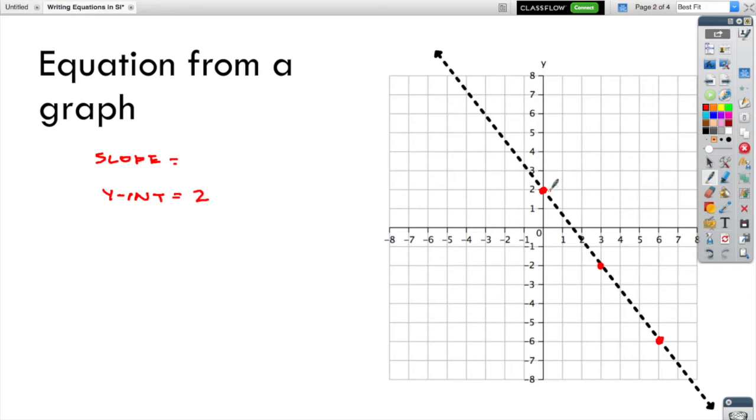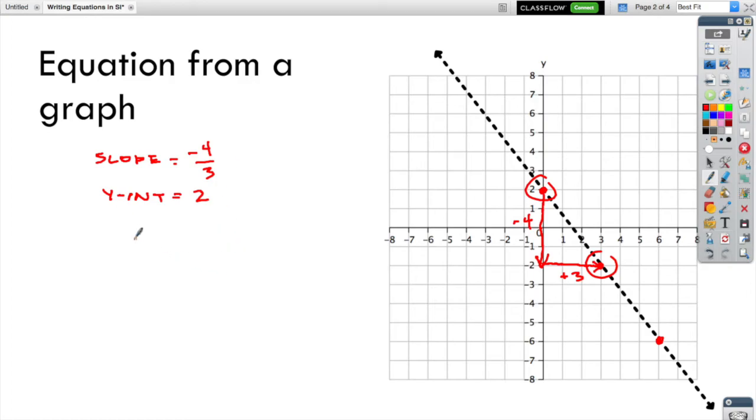So now all I have to do is visually count rise and run. If I start here and finish here, it looks like my rise is down 1, 2, 3, -4. So we've got a rise of -4. And then a run across to the right of 1, 2, 3, +3. So that would mean my rise is -4, my run is +3, so we have a slope of -4/3.